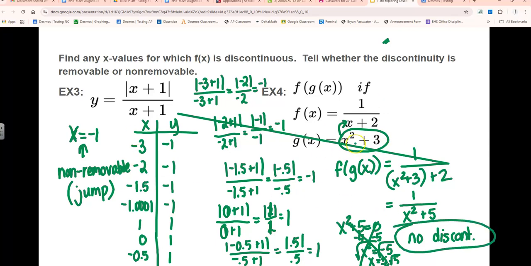And that happens pretty frequently, really. The more you do, the more you'll start to notice, oh, x squared plus 5, that's a positive plus a positive. That can't ever be 0. So you'll see those. All right, questions so far?